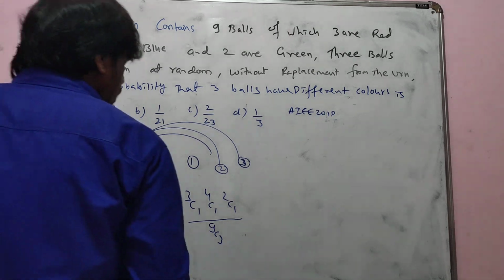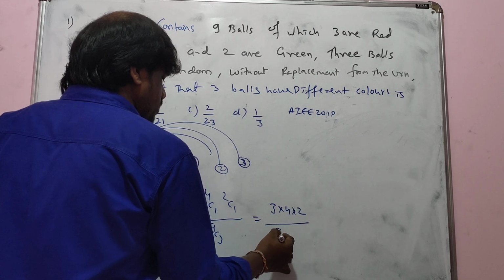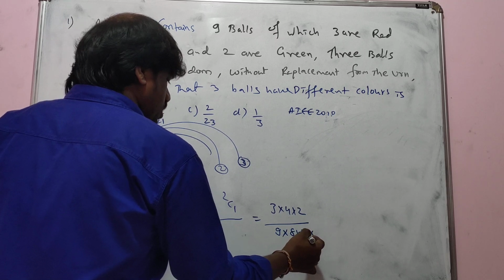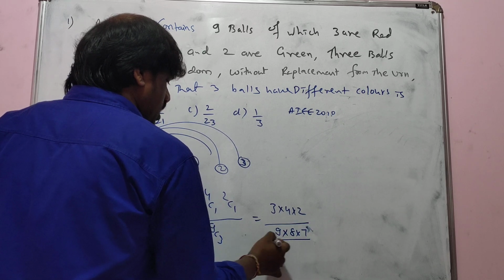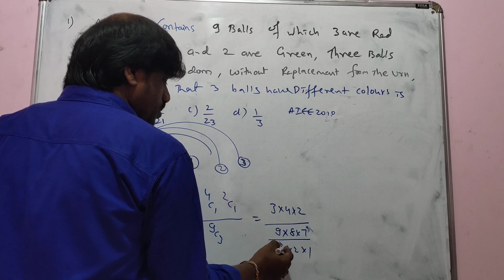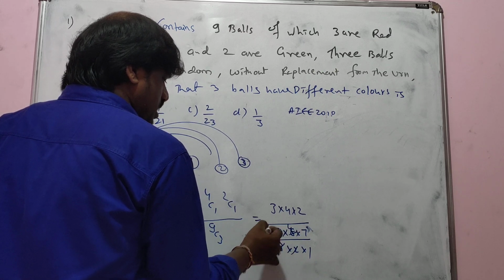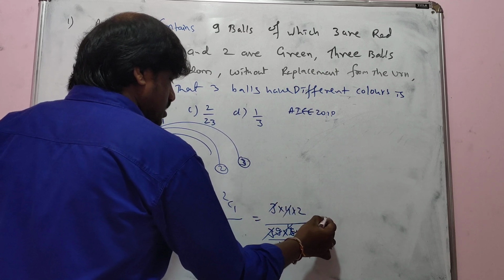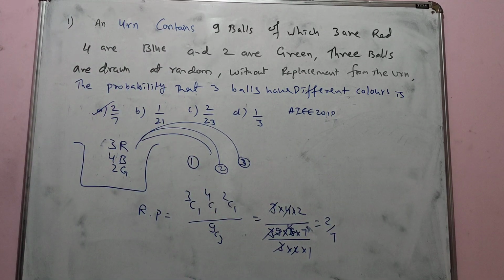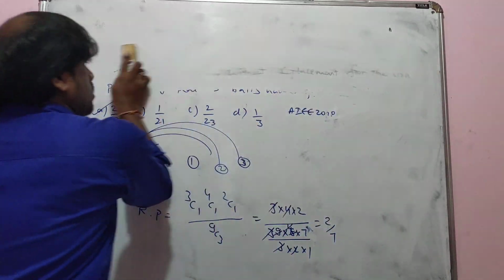Hope you understand. This type of model I had explained in the beginning lectures. In the beginning lecture I explained 9 into 8 into 7, you can write here upon 3 into 2 into 1, and you can do it. I hope you can do it. 3 3s are 9, 2 4s are 8 and cancel out, and you can take 3 cancel and 4 cancel. The answer is 2 by 7. So option A is the right answer. Hope you got it. This is a very simple question. Let's move on to the next question.